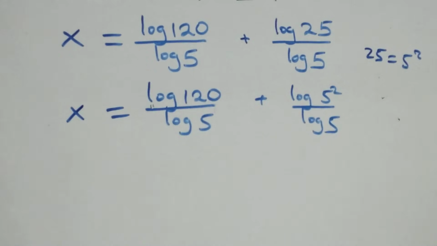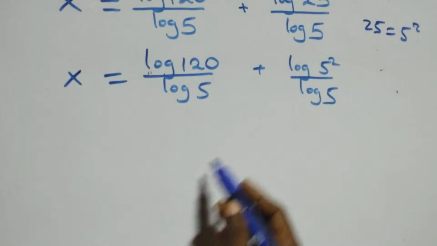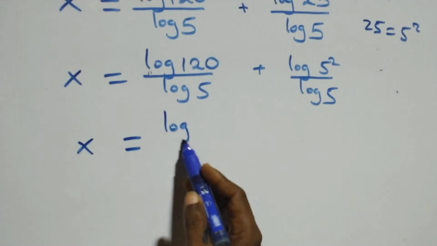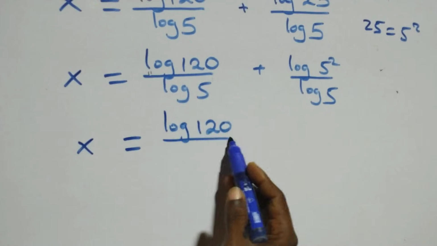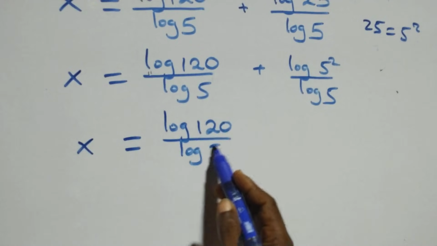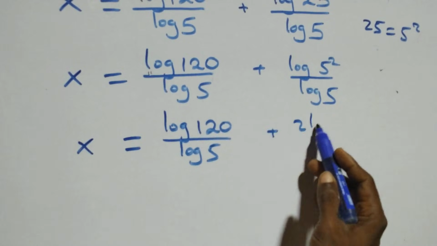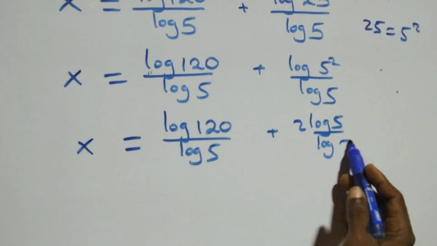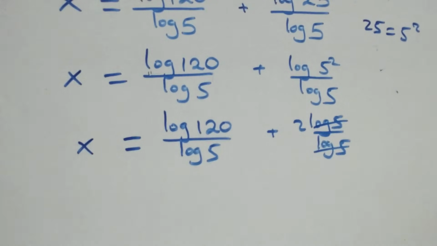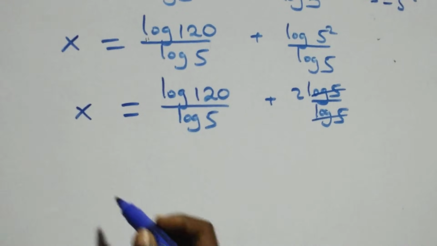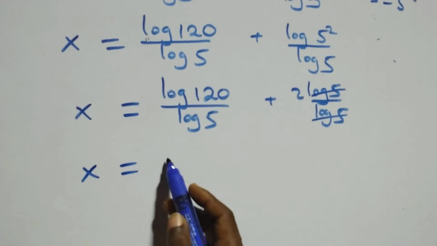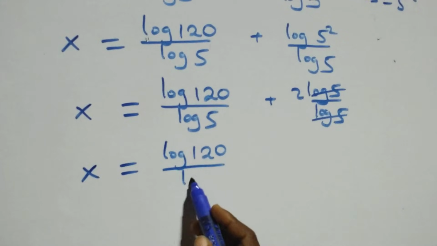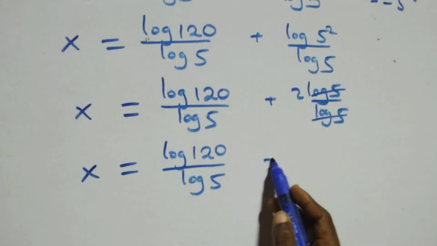Then we apply the power law of logarithm here. 2 comes here. And what we have becomes x equals log 120 over log 5 plus 2 log 5 over log 5. That is, here log 5 cancel each other. And this becomes x equals log 120 over log 5 plus 2.